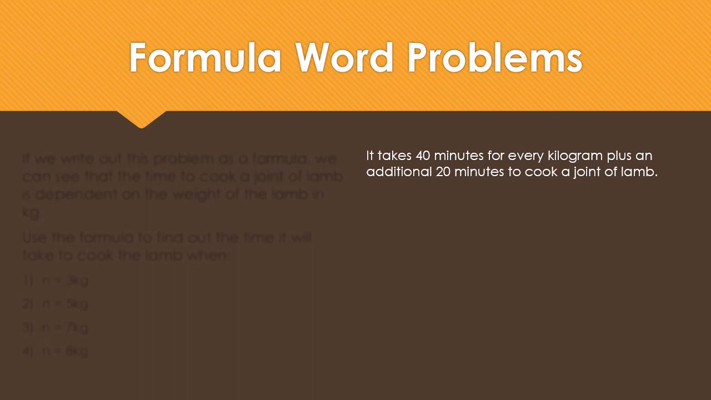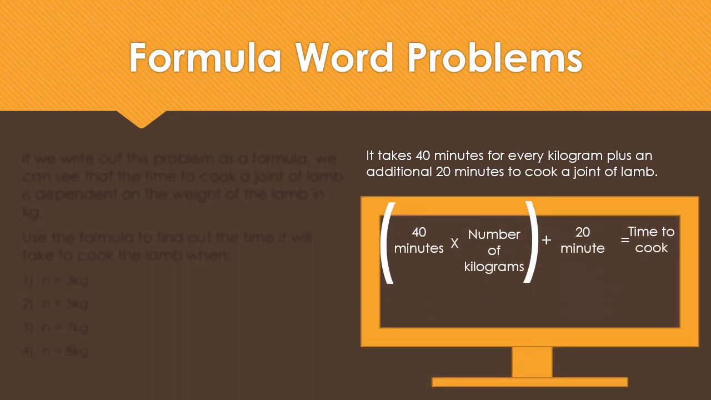So, in order to work this out, we'd need to do 40 minutes multiplied by the number of kilograms, which we said was 3, and then add 20 minutes. And there we get how long our joint of lamb needs to stay in the oven. So 40 multiplied by the number of kilograms plus the 20 minutes standard that it has to be in there will give us the total cooking time.